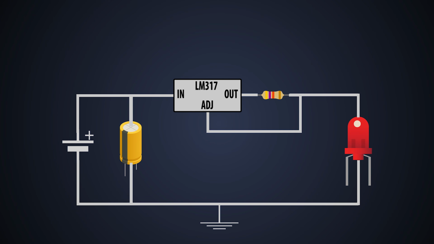Well, that was just one way of designing a current regulator. In the next video, we'll see how we can design a constant current regulator using discrete components like transistor and Zener diode.